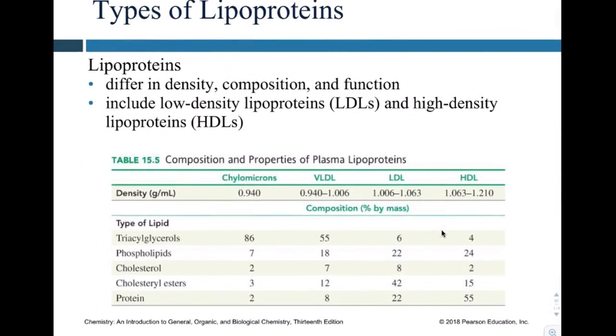Your lipoproteins are where we get your LDLs and your HDLs: low density lipoproteins and high density lipoproteins. The package is what we're talking about here. If you're LDL, then you are lower density, and if you're HDL, you're higher density. And here you can see the percent by mass of each of the different lipids, which gives you your different densities and cholesterol percentages.